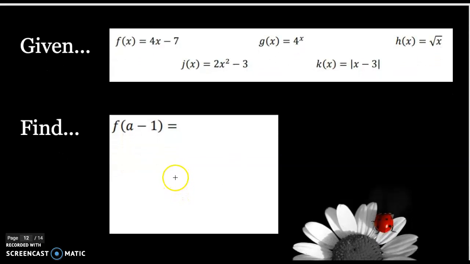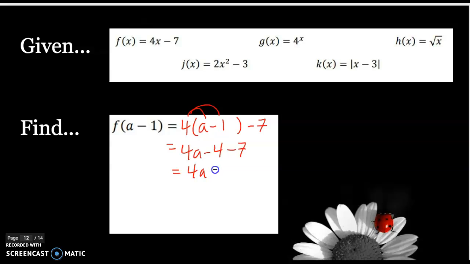Okay, for this problem, we're finding f of a minus 1. Okay, so that means I'm taking my f function, everywhere there's an input, I'm plugging in a minus 1. So I have 4, and then I have my input section, minus 7. So I'm plugging in a minus 1, and we have to simplify. Make sure you distribute that 4, so then you get 4a minus 4 minus 7, which gets you 4a minus 11. And then can I simplify any more? Are there parentheses? No. Are there like terms that I can combine? No, because this has an a and this doesn't.